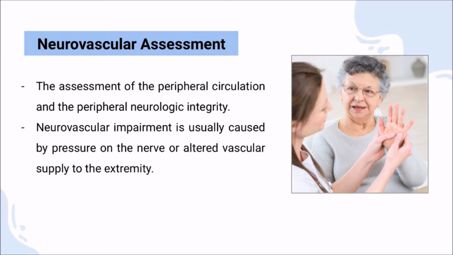Neurovascular assessment. This is the assessment of the peripheral circulation and the peripheral neurologic integrity. This is done in order to check for any neurovascular impairment, which is usually caused by pressure on the nerve or altered vascular supply to the extremity.